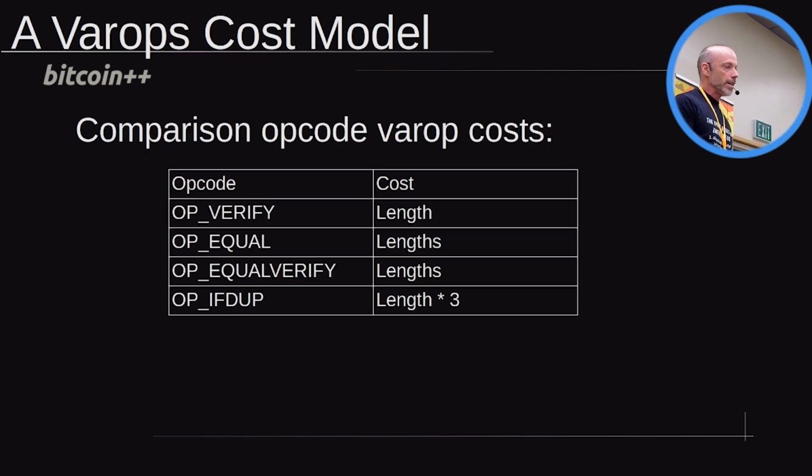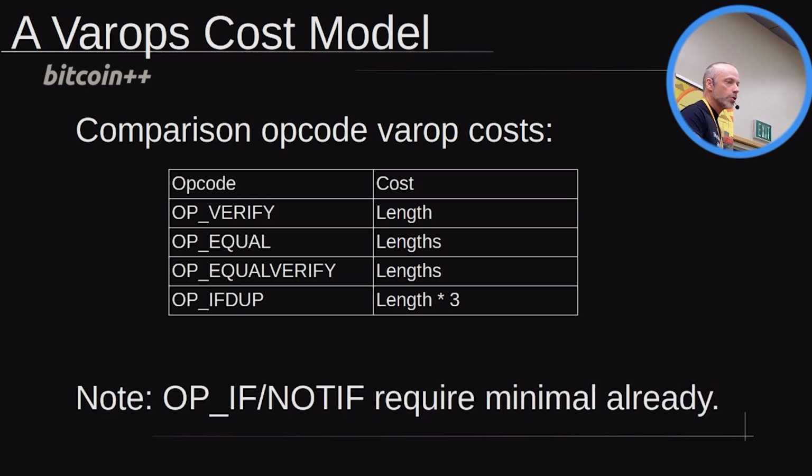Verify again, equal verify, if-ed up. You should note that there's no VOPS table for OP_IF and OP_NOTIF, and that's because in Taproot, they have to be 0 or 1. You're not allowed to put 520K on the stack and say, is that true, with OP_IF or NOTIF. But if-ed up doesn't have that.